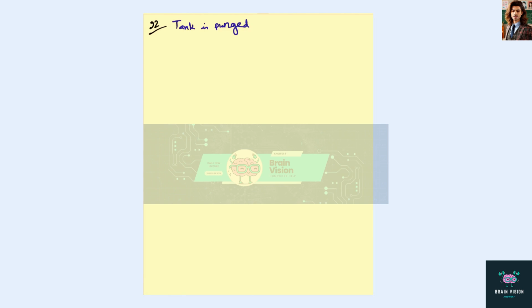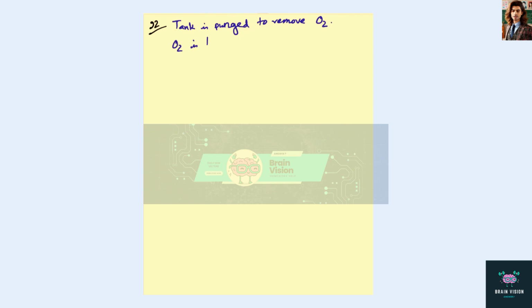Hey guys, let's do problem 92. The first problem says why the tank is purged. Now the tank is being purged to remove oxygen. Oxygen is a component in hydrocarbon combustion.